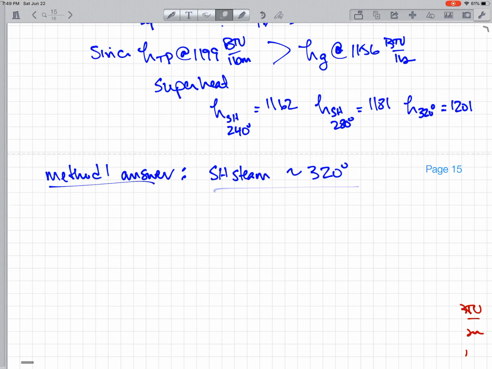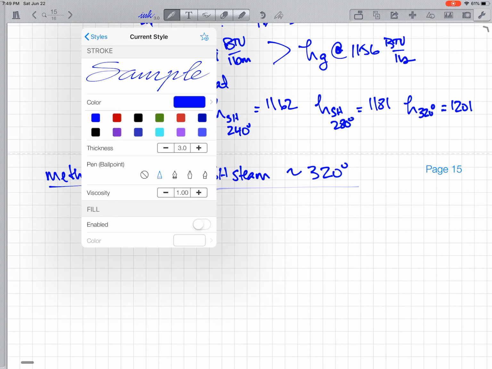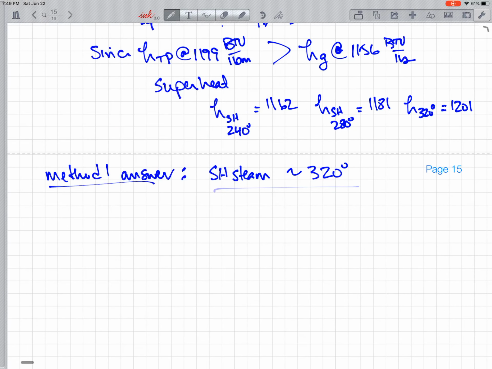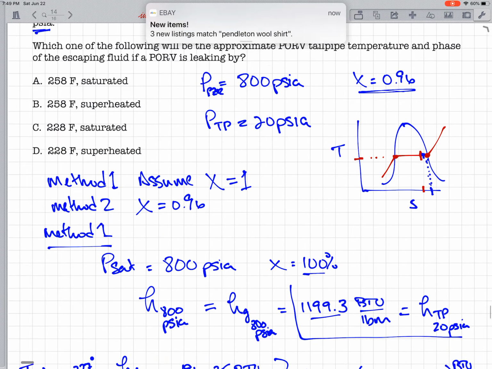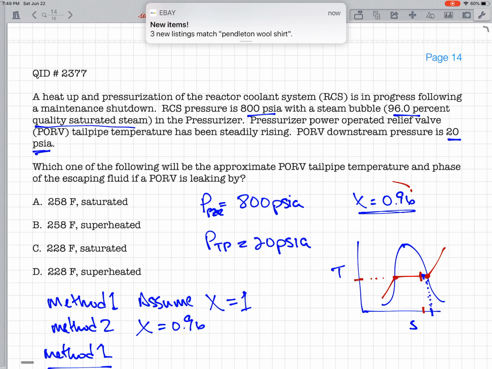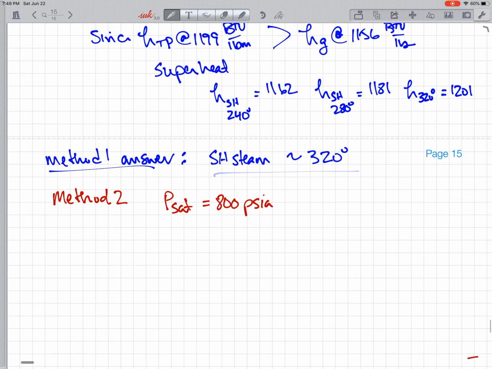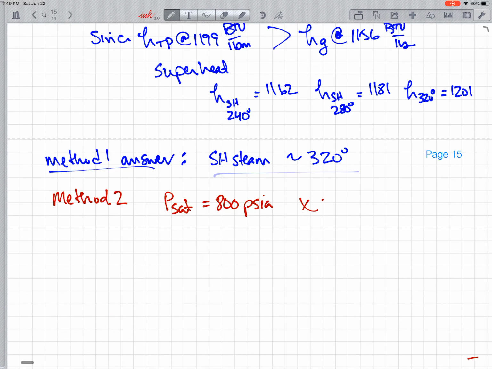All right, so now let's change our ink color and we'll do method 2. And remember, method 2, we were going to say, well, yeah, we got saturated steam at 800 psia, but let's see. Oh, we got a 96% quality. We got a quality issue we got to take care of.